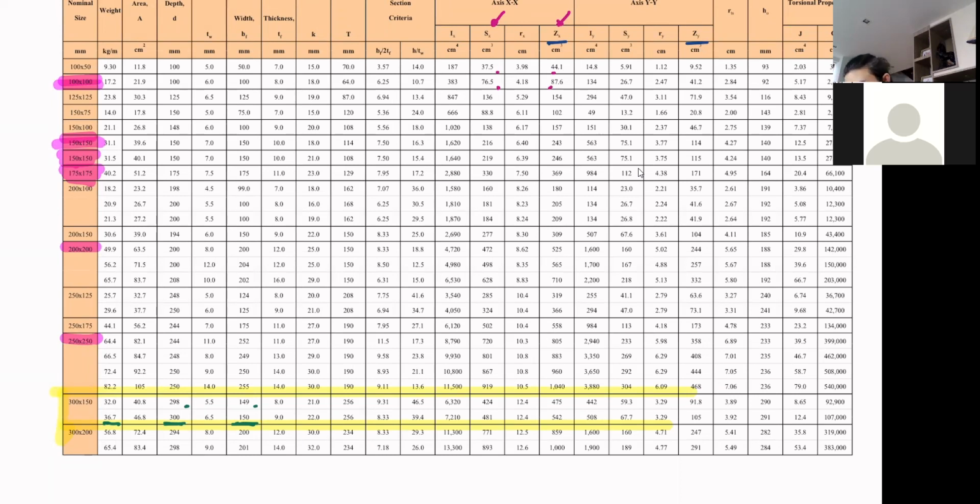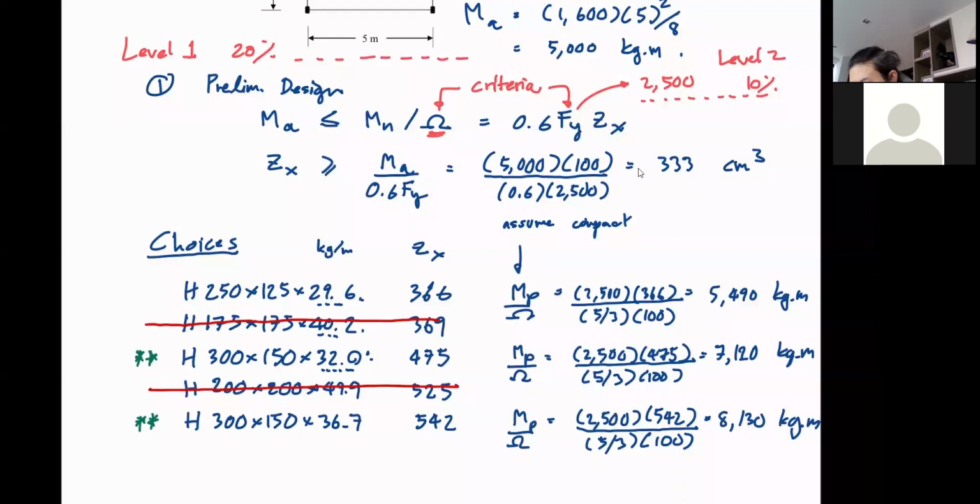And I say, I'm going to go with this one. In fact, if I'm a little bit stingy, I go with the 32. But just to say that when we look at the design, from 29 kilogram per meter to 36, that's not a lot. Still much lighter than the column section.